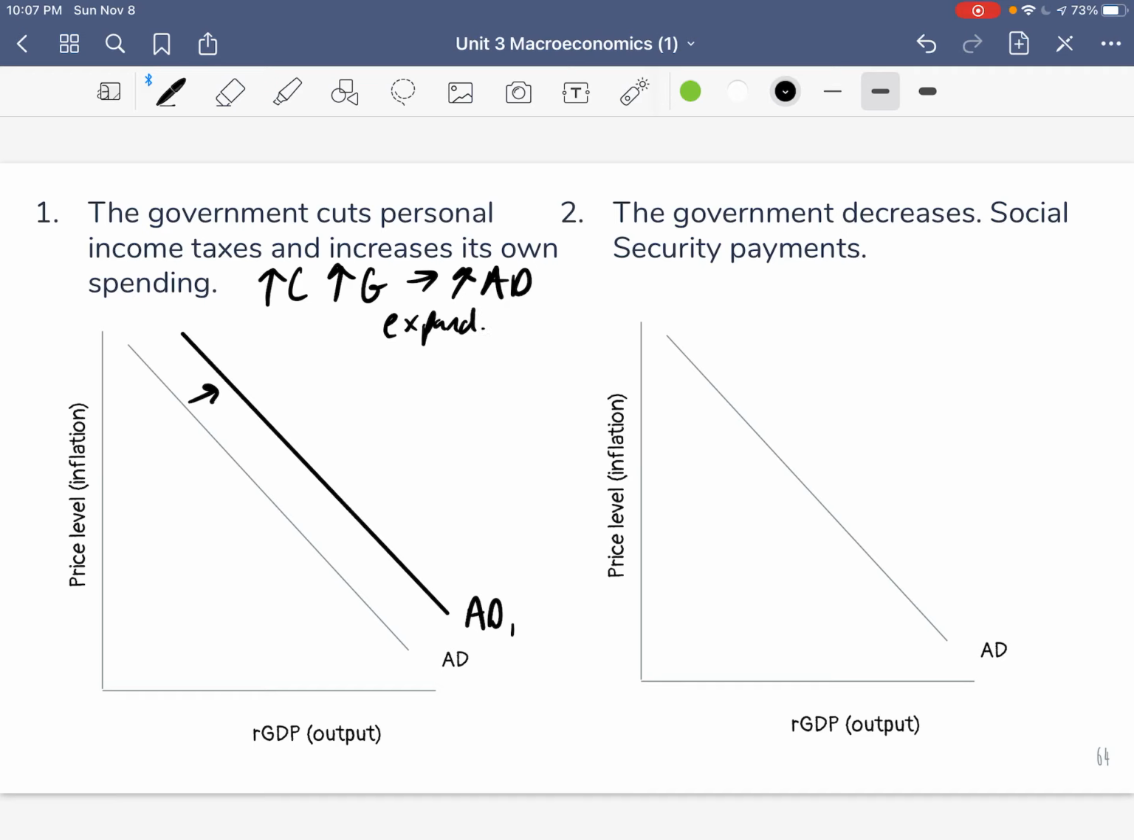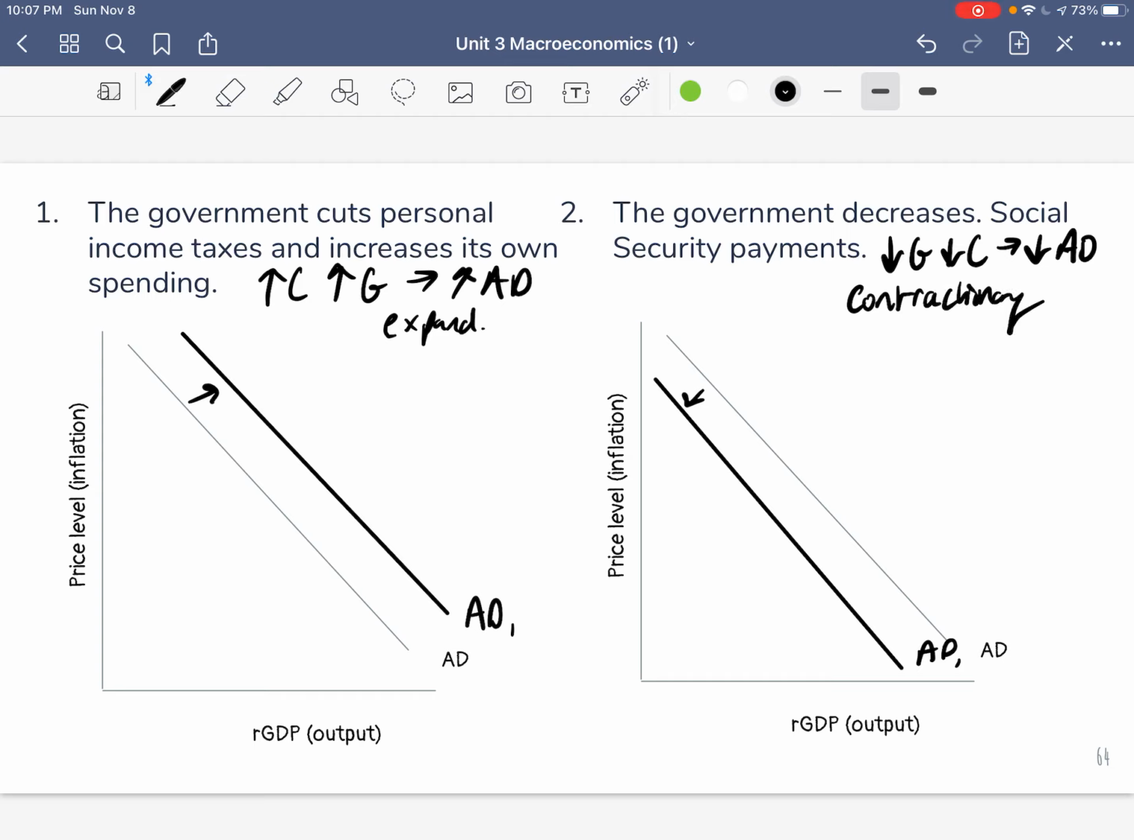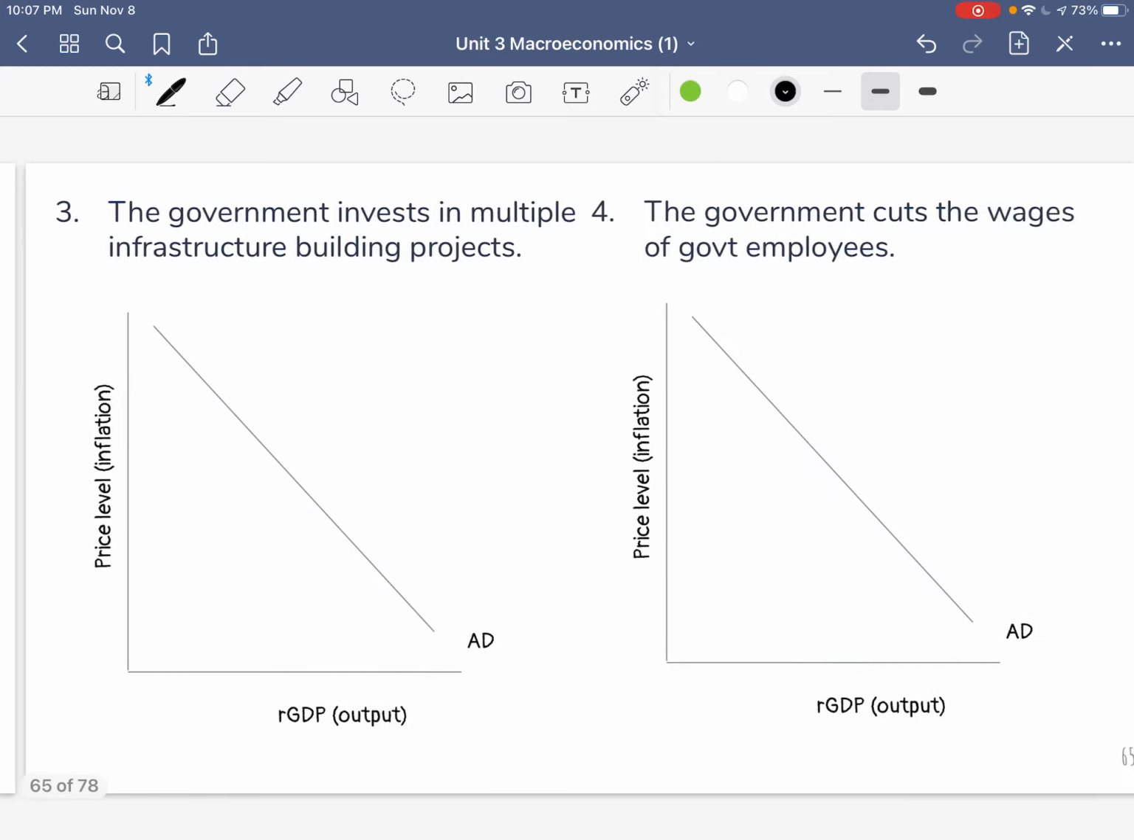Okay, let's do the second one. The government decreased Social Security payments. We decided that was decreased government spending, but also decreased consumer spending. So altogether, that leads to a decrease in AD. When we decrease AD, we shift it to the left. Left is less. Draw a new curve, label it AD sub 1, and draw an arrow indicating what happened. And since we are decreasing, this is contractionary fiscal policy. Okay, because the government is actively trying to do something to contract the economy, okay?